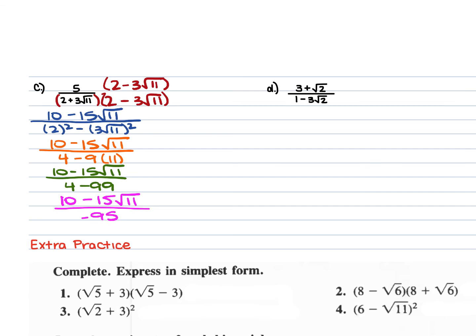These are all divisible by 5. We also want to change the signs on these. So this is going to become negative 2 plus 3 square root of 11 all over 19.